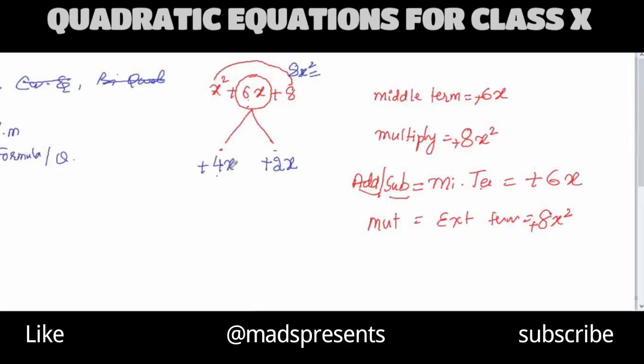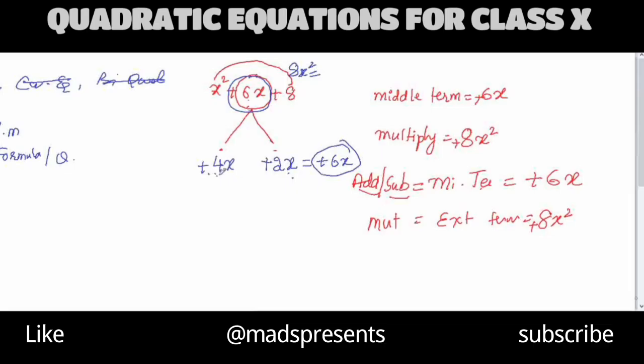Sir, why did you write 6x as 4x and 2x? You can write 5x and 1x, or 10x minus 4x. I wrote 6x as 4x plus 2x because the same numbers I have to multiply, right? If you multiply 4x into 2x, you will get 8x square, which is my extreme term.